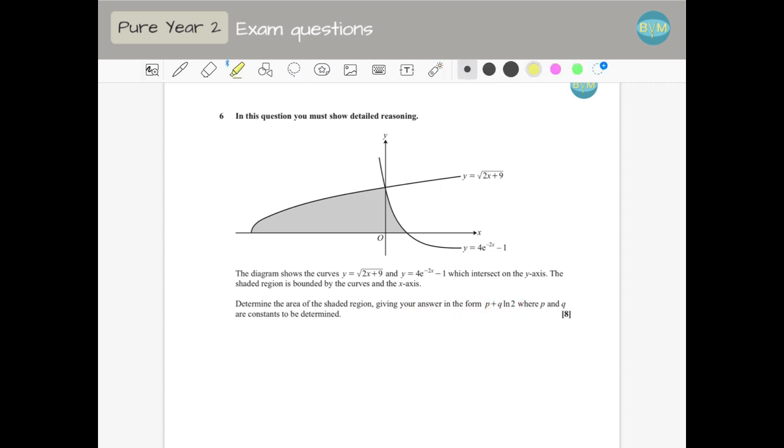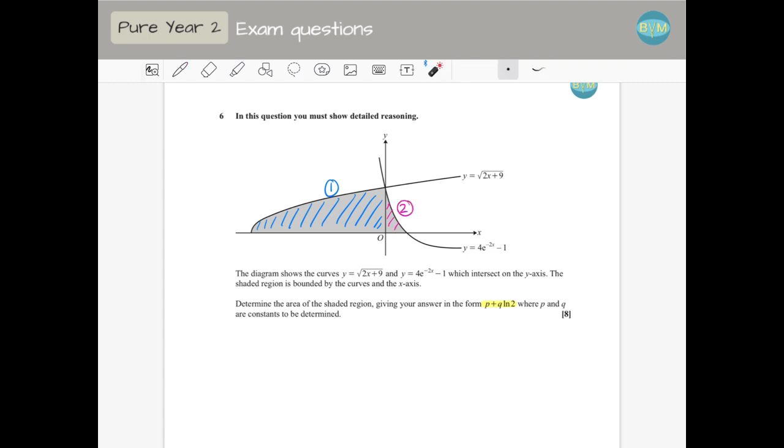So remember to check how you have to give your answer. P and Q are constants to be determined. So we have one function and another function. What we are going to do is to find two different areas. So the area under this curve between this point, and the area under the other curve. So this is like area 1, if you want. And then we are going to find the area under this curve, integrating this function between this point and this point. And this is going to be area 2, and then we can add them together.